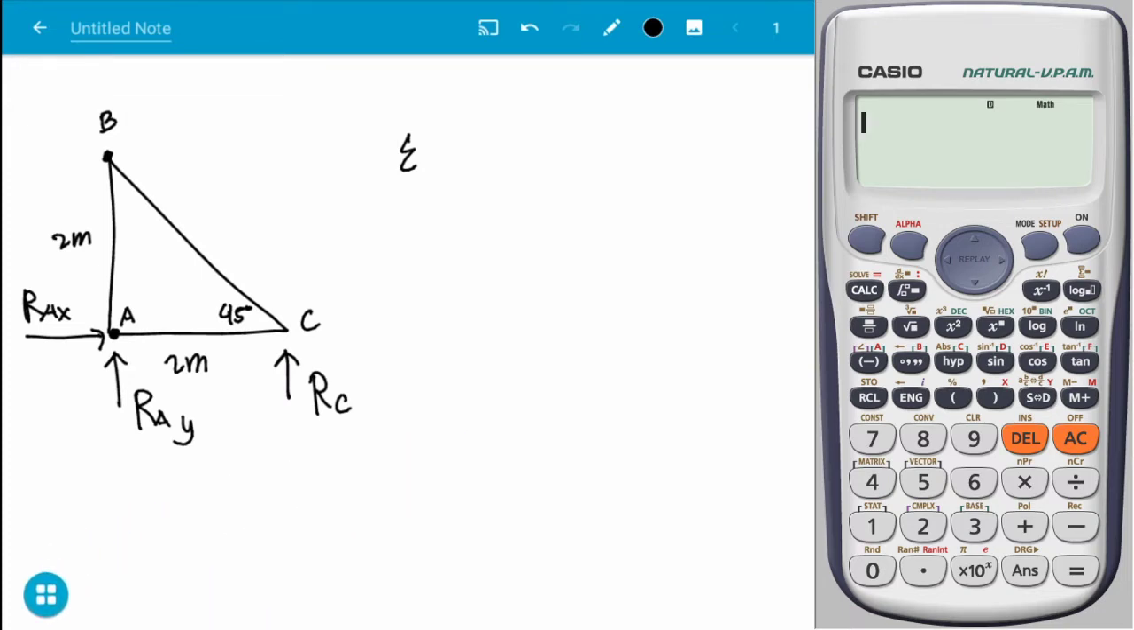Sandali lang ha. So, summing up moments at A is equal to 0 kasi nga equilibrium. Clockwise is equals counterclockwise. Okay, so, ang clockwise moments, nakalimutan ko yung 500 dito. Mayroon palang 500 dito. 500 Newton.